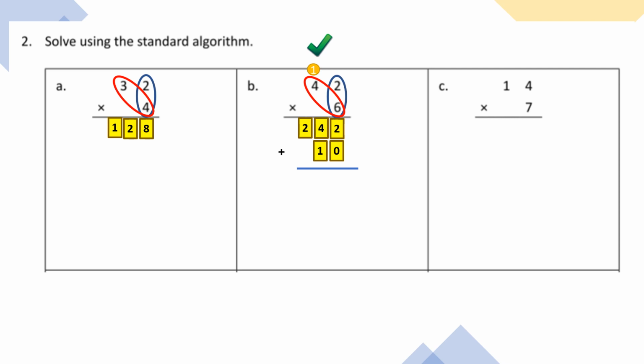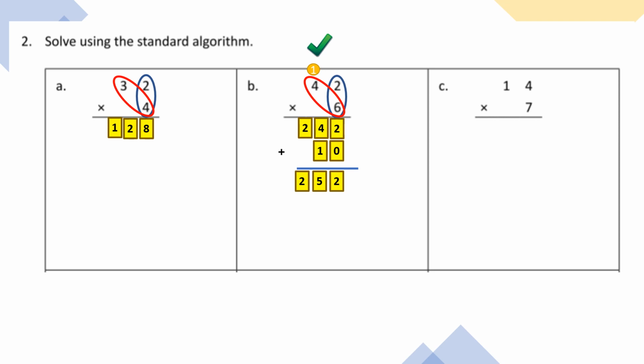And we start by adding with the ones place. 2 plus 0 is 2. 4 plus 1 is 5. And 2 plus 0 is 2. So our answer for 42 times 6 is 252.